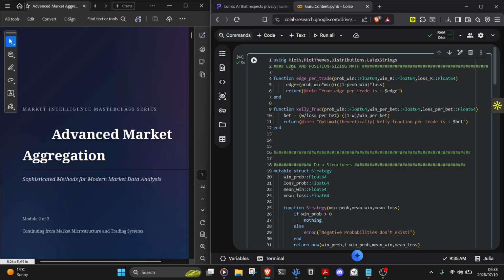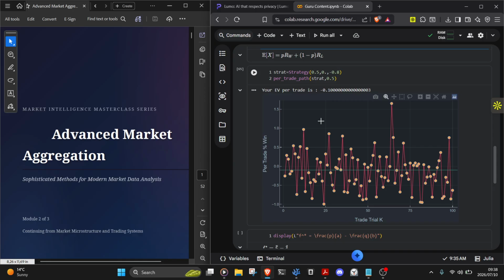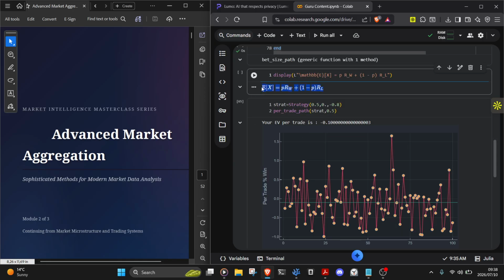Now today's video is going to be centered around edge and position sizing, right? And I'm not going to waste any time. These are our base functions essentially. And over here are our two simulations that assume a normal distribution, right? And essentially our base function for the expected value per trade is measured using this specific expression.